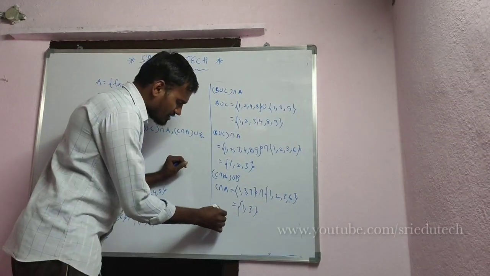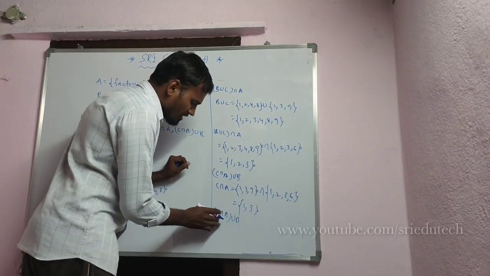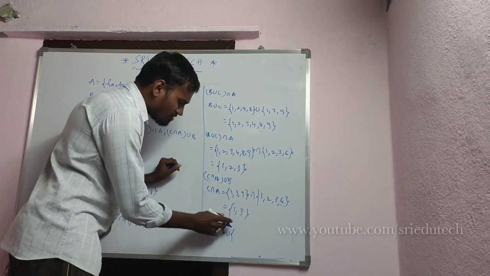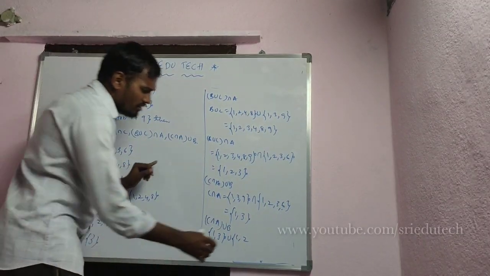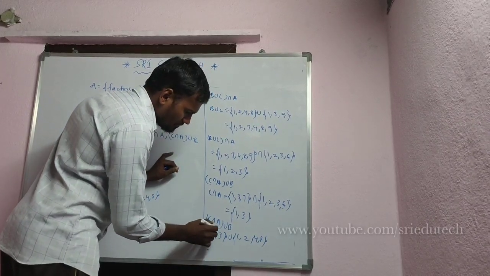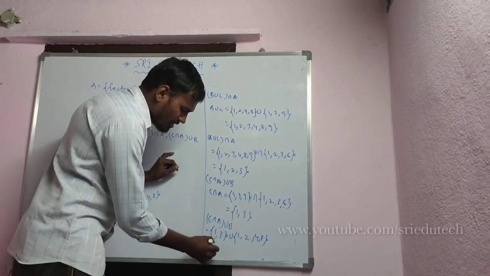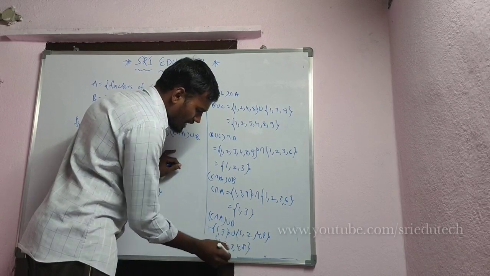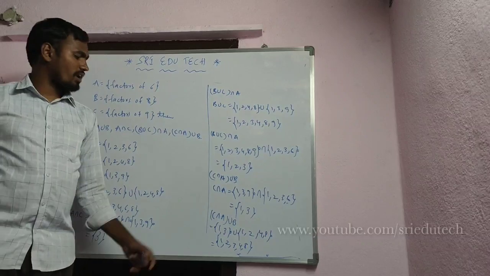Next, C intersection A of union B. Let's see, what is C intersection A? 1, 3. Union B means what? 1, 2, 4, 8. So what do we do here? Union. Union means combination. See, write 1, 2, 3, 4, 8. So this is the answer. Right? So now I will wind up this session.